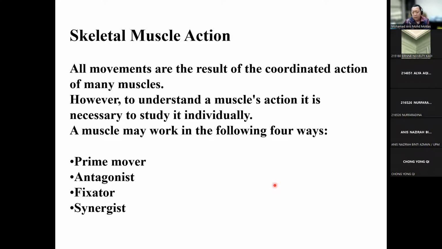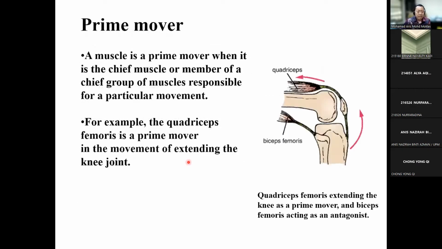A muscle may work in the following four ways, depending on the type of movement. We have the prime mover, the main muscles that start the movement, then the antagonists, the opposite muscles, the fixator, and also the synergists. A muscle is a prime mover when it is the chief muscle, or a member of a chief group of muscles, responsible for a particular movement. For example, the quadriceps femoris is a prime mover in extending the knee joint.